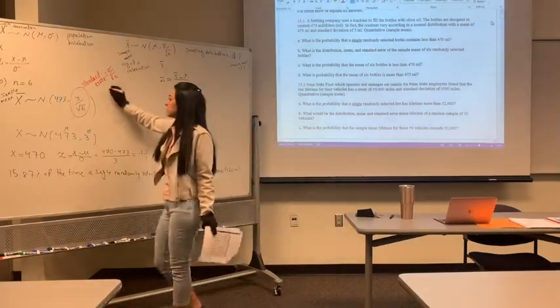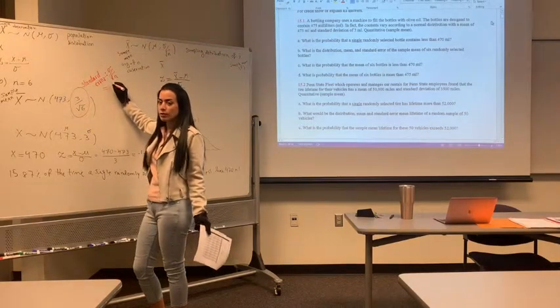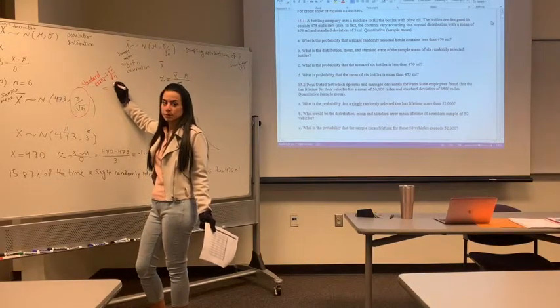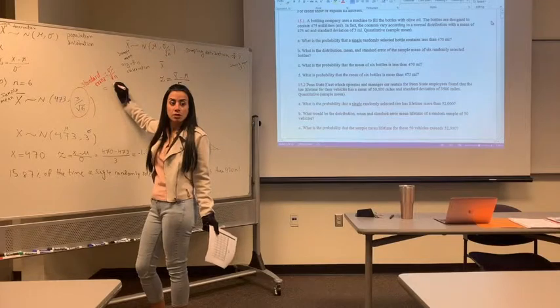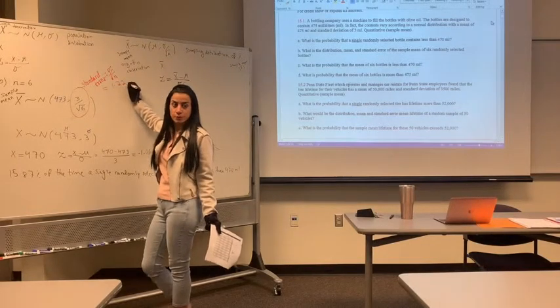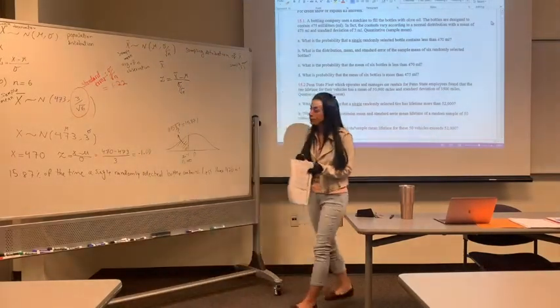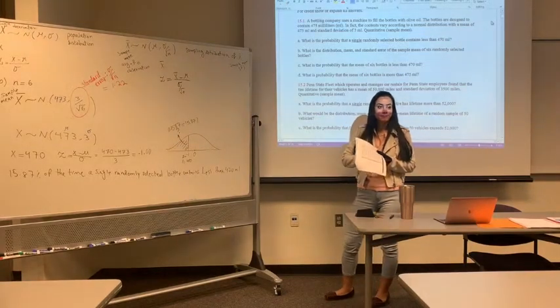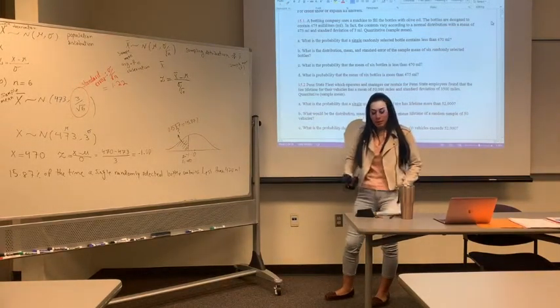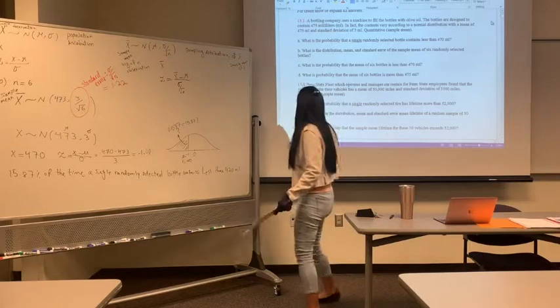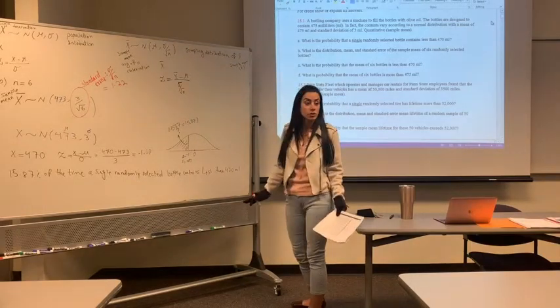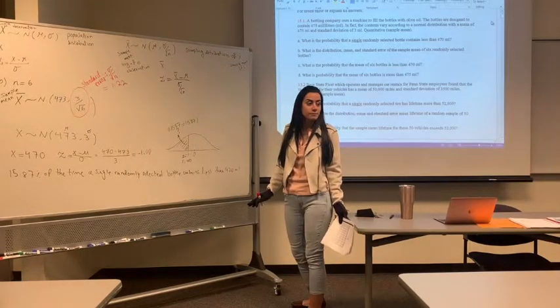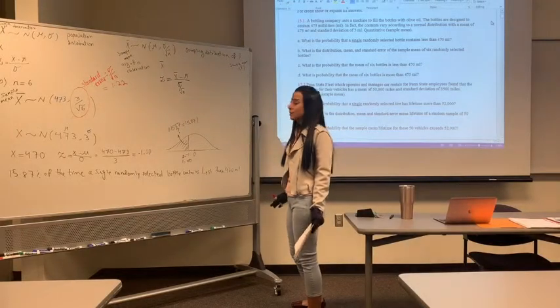What is that? 3 over square root of 6 is about 1.22. Okay. Correct? So now, for the next part of this question, do you have any questions so far? Okay.